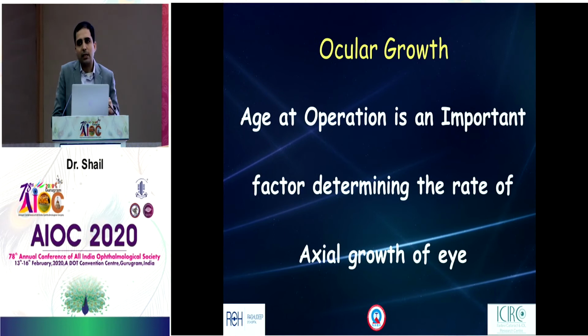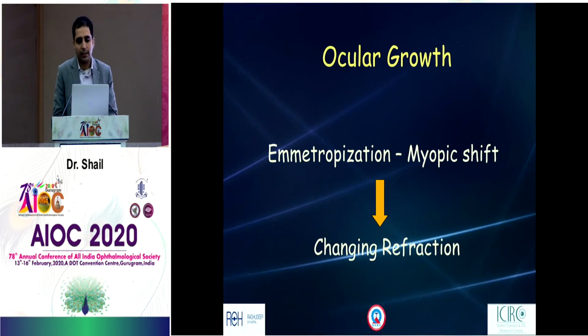So the criteria to determine how much you want to target the patient depends on the age at surgery and the axial length at that current point of time. So not all eyes of 6 months would have a similar axial length. Some eyes are inherently myopic even at 6 months, so you may want to change your target refraction accordingly.